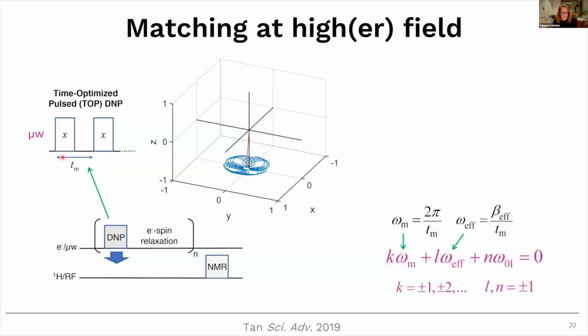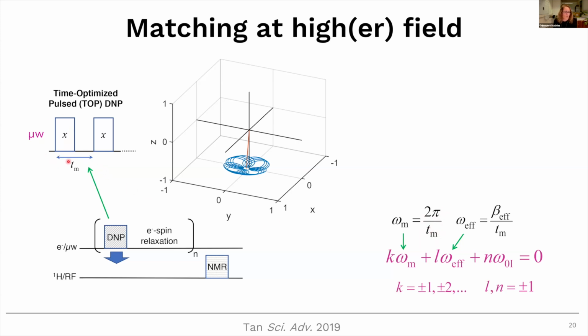Under the influence of this pulse train, the electron spins will undergo a complex trajectory. You see that in this figure. I've plotted what happens to the -Z magnetization when we start to apply the TOP DNP pulse sequence. So you'll see this nice curly flowery pattern. And this trajectory will actually have two basic frequencies in it. The first one is the modulation frequency, which is 2 pi over Tm, the modulation length or time.